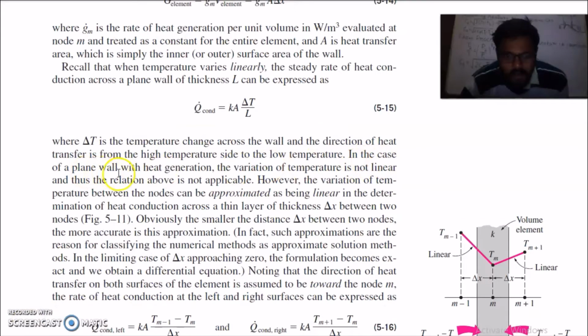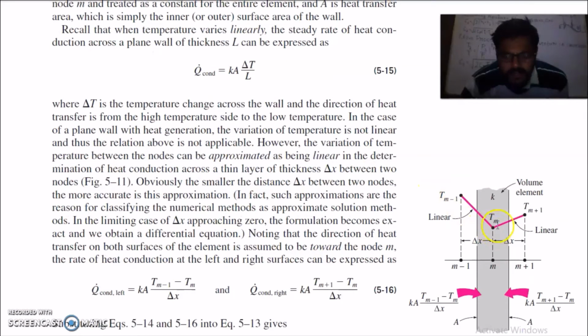In case of a plane wall with heat generation, the variation of temperature is not linear. You can see here the temperature at this point is T_m-1, at the other point the temperature may be T_m, and at this point it may be different. However, the variation of temperature between the nodes can be approximated as being linear, so you can consider that between this node and this node the temperature is linear. Obviously, the smaller the distance del x between two nodes, the more accurate is the approximation.